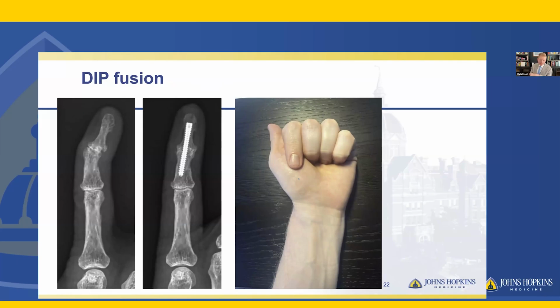You can kind of see here an example of what that would look like. This patient can bring their hand all the way down to their palm, but they can't quite tuck it in all the way to the distal palmar crease like they can with the other fingers. And so it can be quite functional, but again, is associated with some loss of motion.